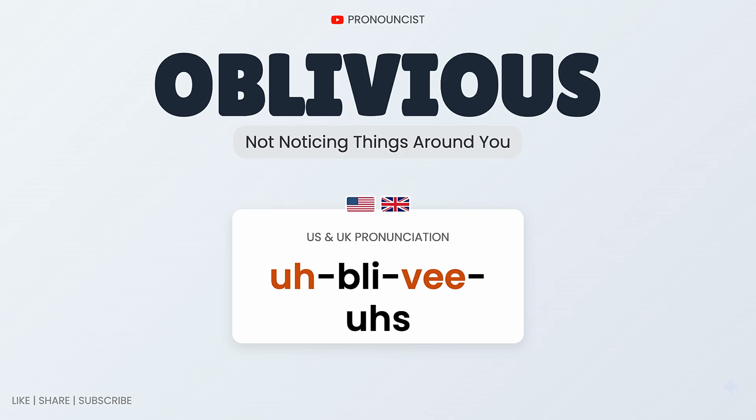Oblivious. Stress bl, keep soft, and finish vias smoothly. Oblivious. Practice repeatedly and you'll soon be able to say this word perfectly. The best way to practice is to repeat the syllable multiple times.